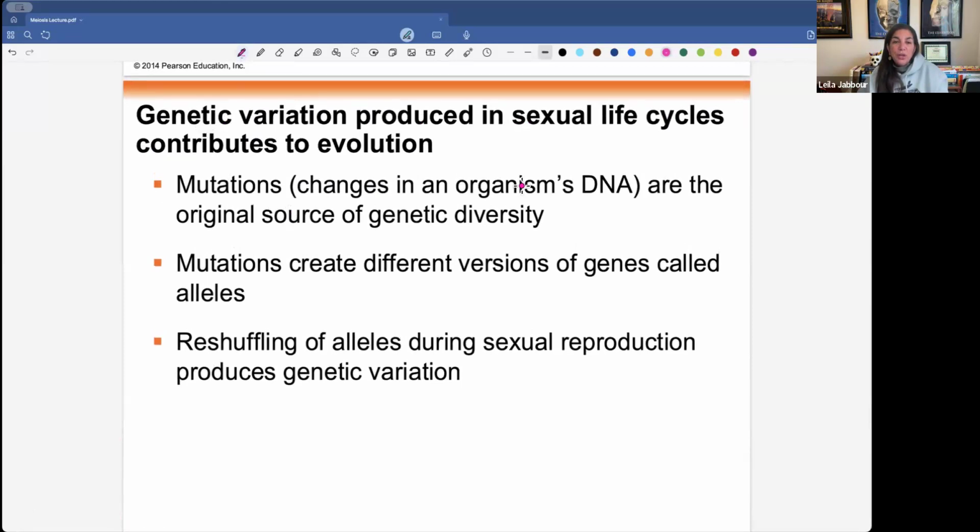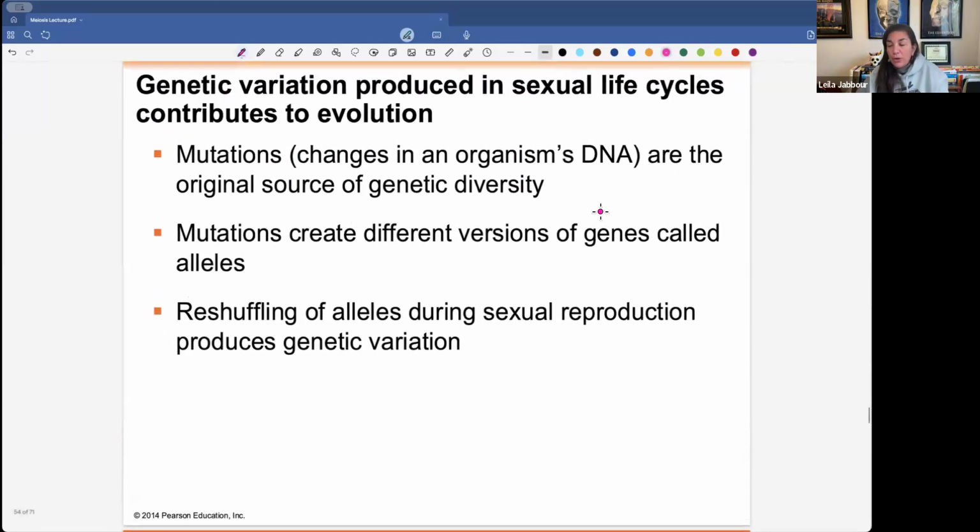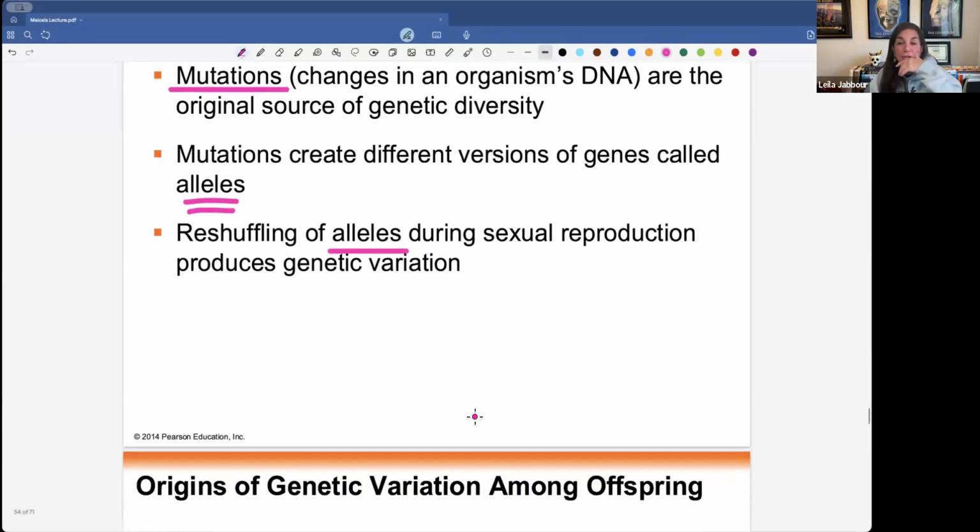So genetic variation contributes to evolution. How can we create variation? Well, we can have spontaneous mutations, and that's going to create another variation of the gene. Mutations create different versions of the gene called alleles, and we already talked about that in a different chapter, but I mentioned it at the beginning of this chapter. And reshuffling of the alleles during sexual reproduction produces genetic variation, which is the randomness that I talked about.